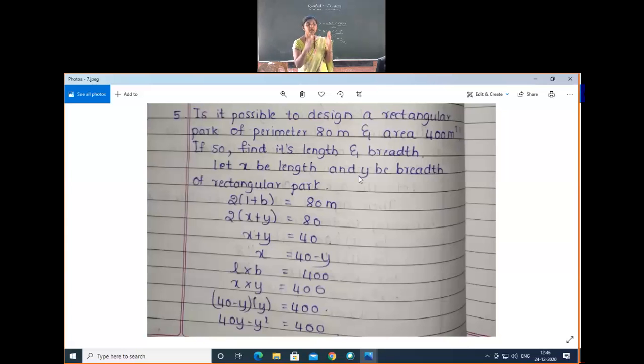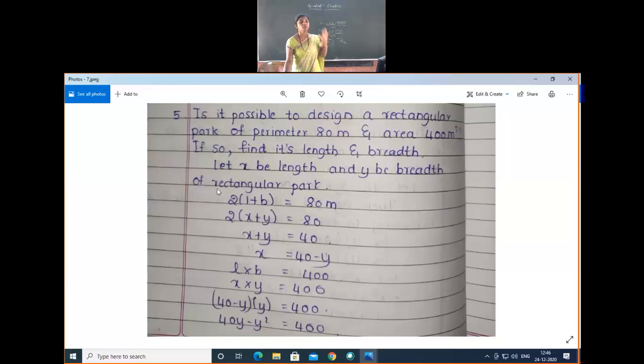What is given? Perimeter of the rectangular path is 80, area is 400, length and breadth to be found out. In that type of situation you have to take x be the length and y be the breadth. Okay.